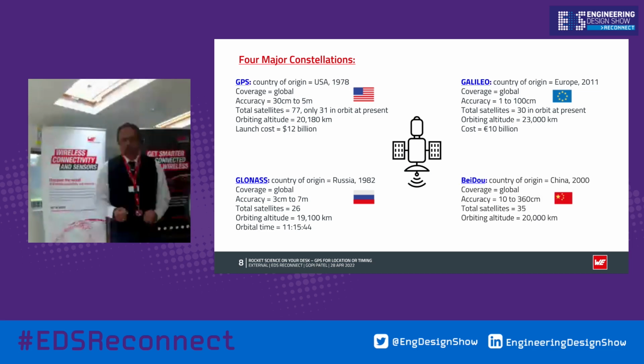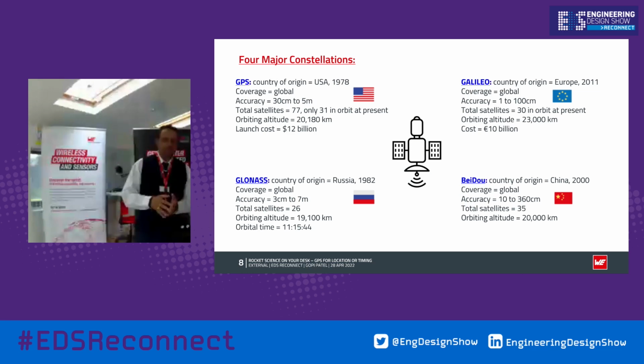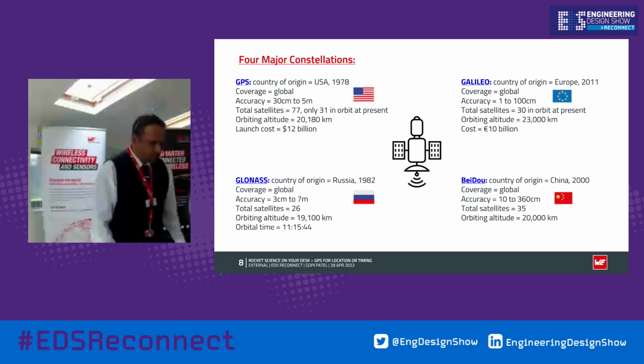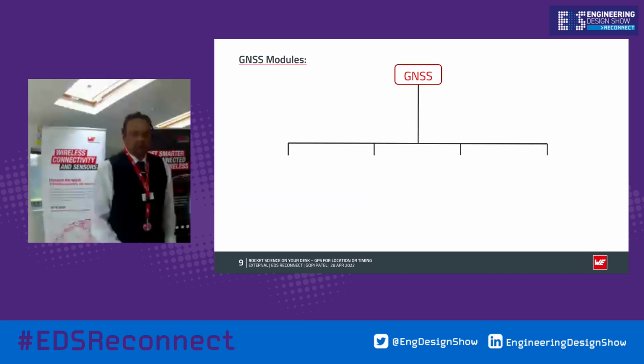Then the Chinese launched that 10 centimeter to 360 centimeter, or 3.6 meter, accuracy. There are 35 satellites orbiting at multiple altitudes, so 20,000 kilometers for the medium Earth orbit, or they also go into the high HEO or geosynchronous one.